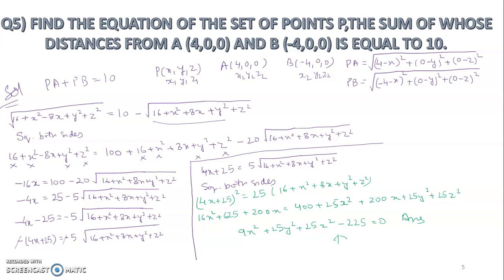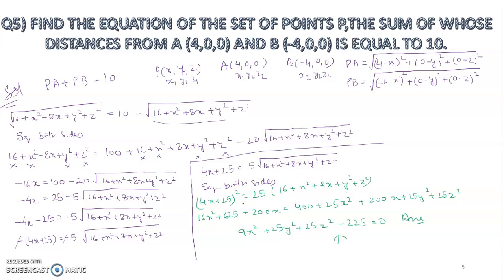So squaring both sides, this will be (a plus b) whole square, equal to 5 square, which is 25, into the expression; the square root will vanish. So 4x plus 25 whole square, square of 5 will be 25, and this square root will vanish. So what are we left with? 16 plus x square plus 8x plus y square plus z square.